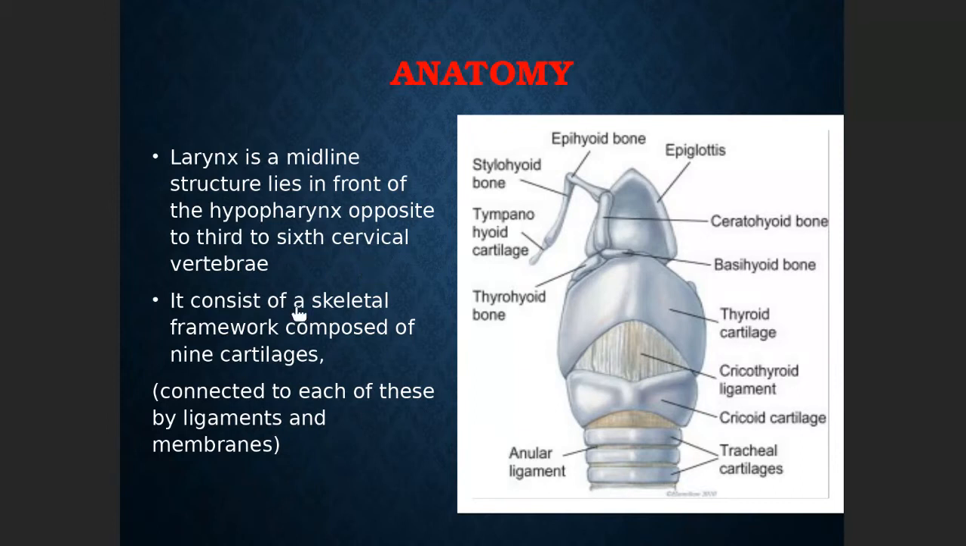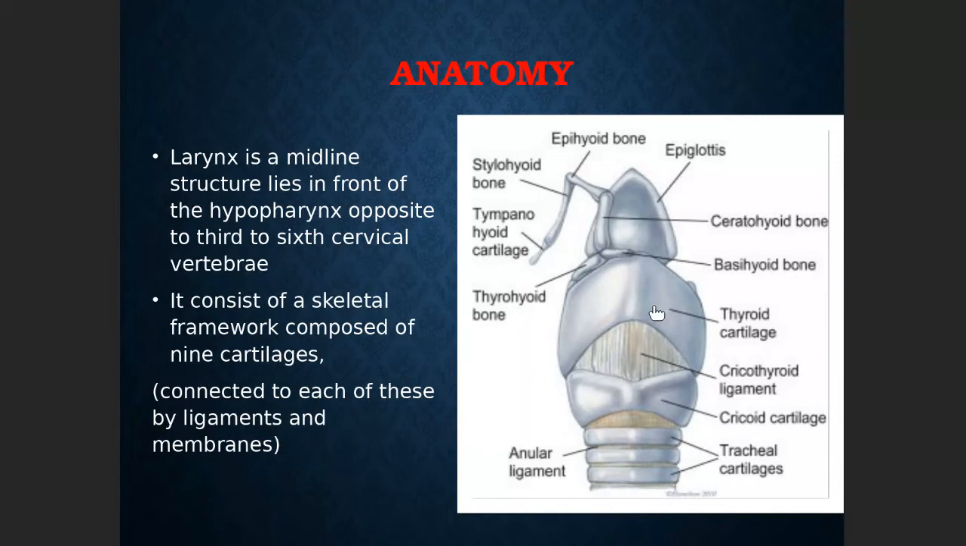The larynx consists of a skeletal framework composed of 9 cartilages. A skeletal framework means it includes bone, which is the hyoid bone, while the cartilages I will discuss in a minute. Here you have the structure of our larynx. It's composed of bone and cartilages connected together by ligament and membrane, from inside by ligament and from outside by membrane.